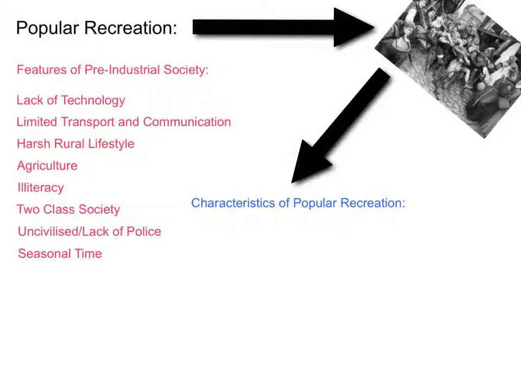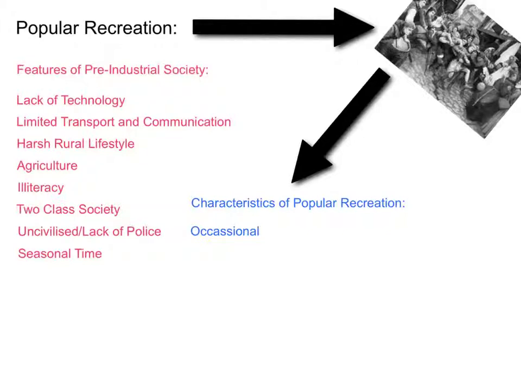Due to the lack of time available for people to play sport, popular recreation was occasional. It mainly happened on high days and holy days, as these were the only times where the community could get together. Therefore, the cause was the fact that there was seasonal time. The effect is that popular recreation became occasional.